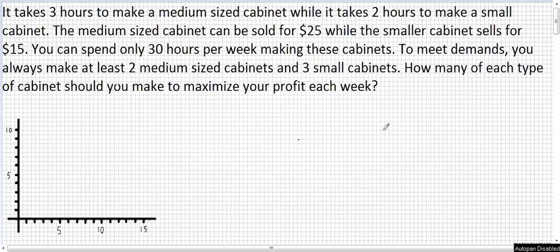The two unknowns that we're trying to solve for are the number of medium-sized cabinets and the small cabinets that we're trying to make. So let's use the two variables x and y to represent these quantities. I'll use x to represent the number of small cabinets that we're going to make, and y to represent the number of medium-sized cabinets that we're going to make.